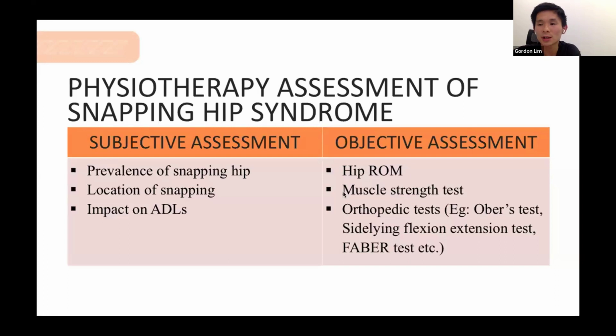To further elaborate, a side-lying flexion extension test is performed by placing the patient side-lying on the unaffected side, with the affected hip held in adduction. Keeping the knee in extension, the hip is then actively flexed and extended. The IT band will be felt flicking over the greater trochanter.